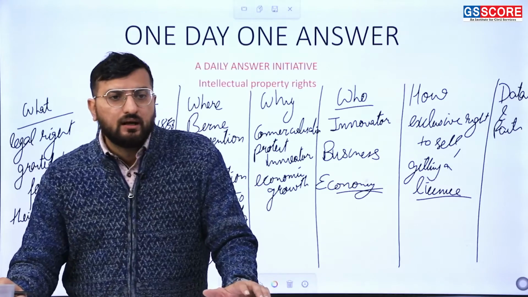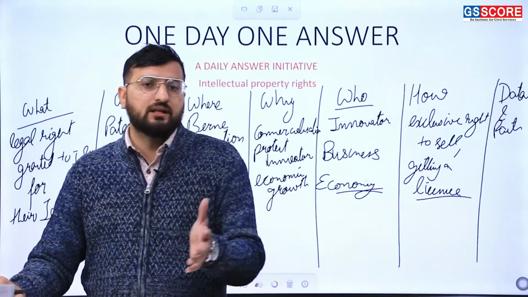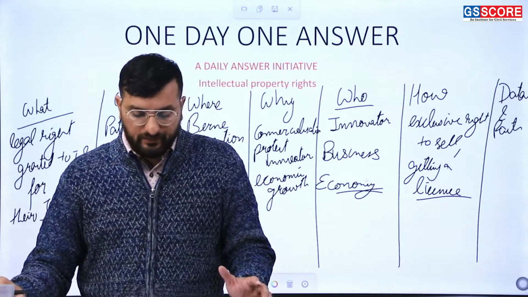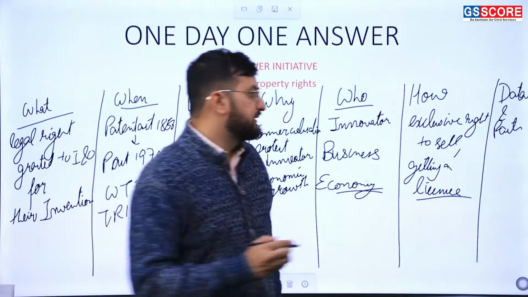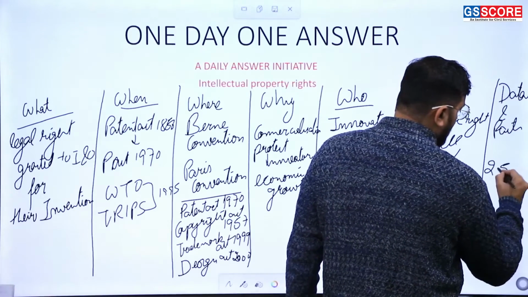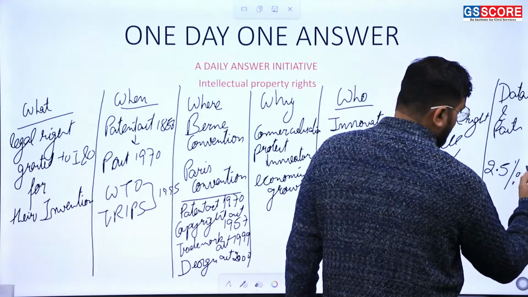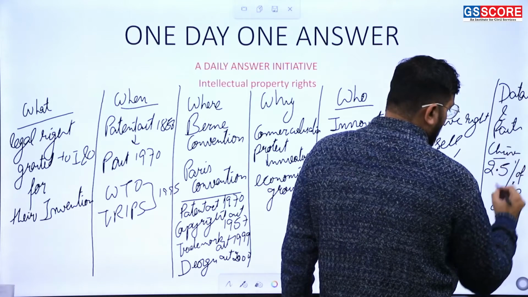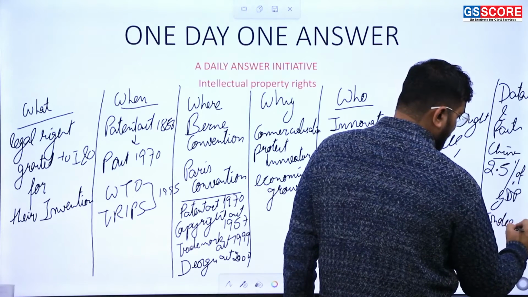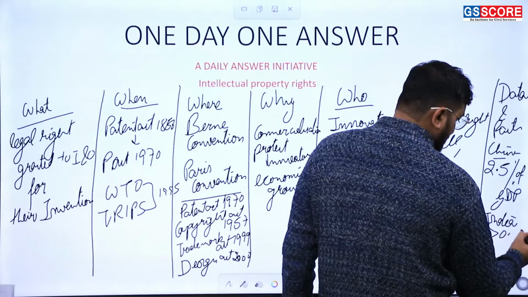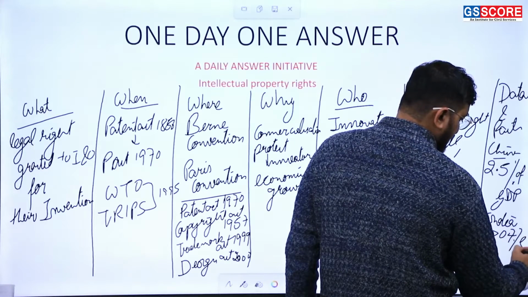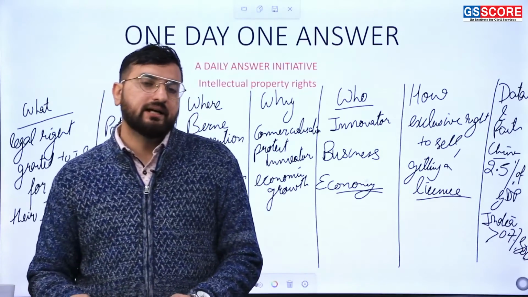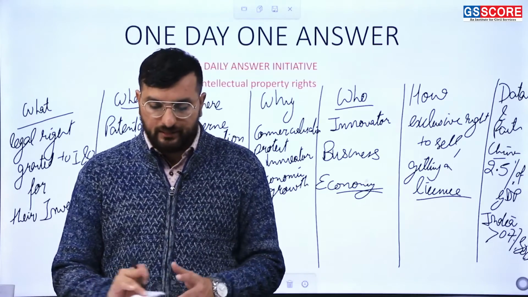If we talk about the contribution of the countries in research and development, China is quite high. It is roughly around 2.5% of their GDP in research and development. And India is quite low, less than 0.7% of GDP. It means India needs to invest more in the research and development part.